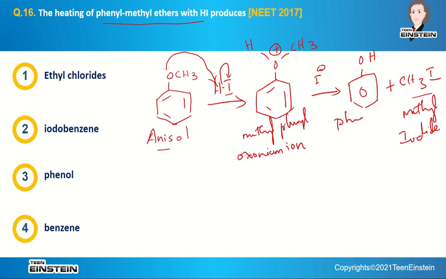This one is phenol. The bond between O and CH3 is weaker than the bond between O and C6H5, because the carbon of the phenyl group is sp2 hybridized and there is a partial double bond character. Thus the reaction yields phenol and methyl iodide, that is alkyl halide. So the correct answer: the heating of phenyl methyl ether with HI produces phenol. So the correct answer is option 3.